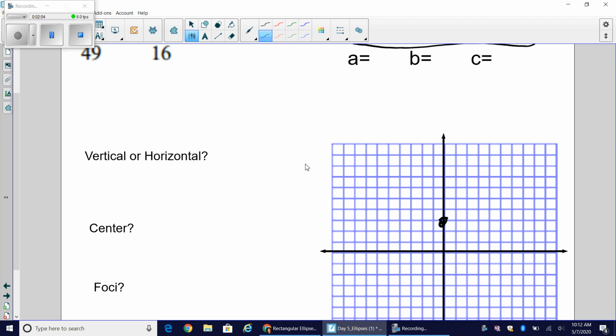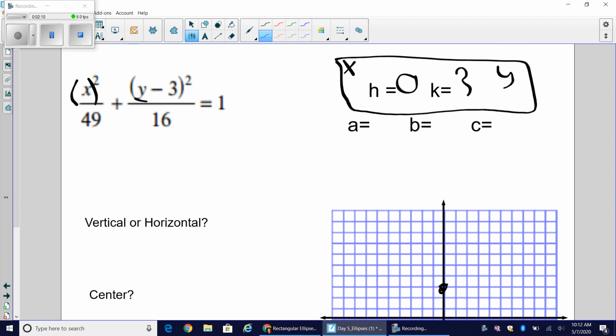Okay. Now the vertices and the co-vertices of an ellipse are based on looking at these denominators. If you go back to those formulas in your note packet, 49, I need to rethink of this as a square. It's 7 squared. 16 is 4 squared. So when I'm trying to identify the A and the B value, I don't think about the denominators as 49 and 16. I think about them as 7 squared and 4 squared. A is 7, B is 4. Now, if you're looking at your formula sheet, A is always the larger denominator. A will always come from that larger denominator.